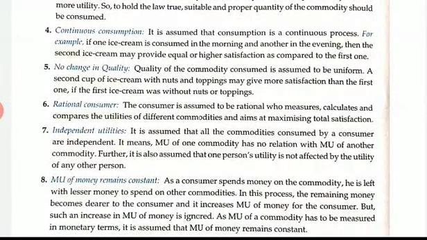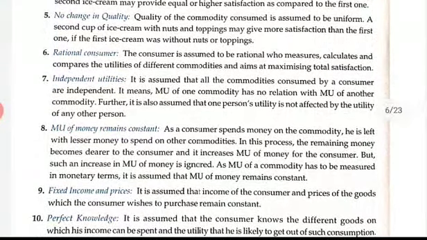Rational consumer. The consumer is assumed to be rational, who measures, calculates and compares the utilities of different commodities and aims at maximizing total satisfaction. As I have already said, the consumer is always rational. Independent utility. It is assumed that all the commodities consumed by a consumer are independent. It means the marginal utility of a commodity has no relationship with the marginal utility of another commodity, so they are independent.